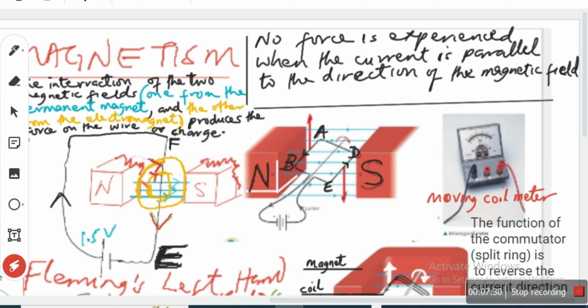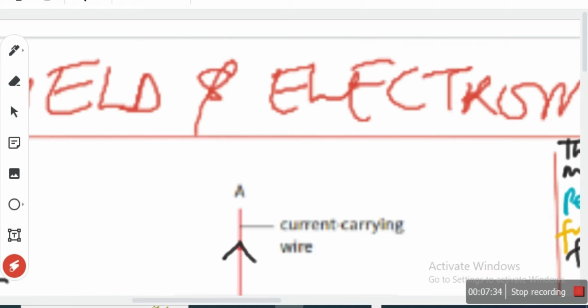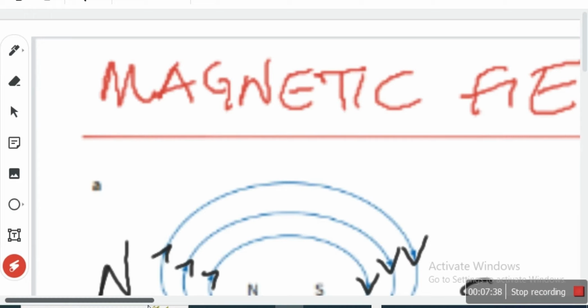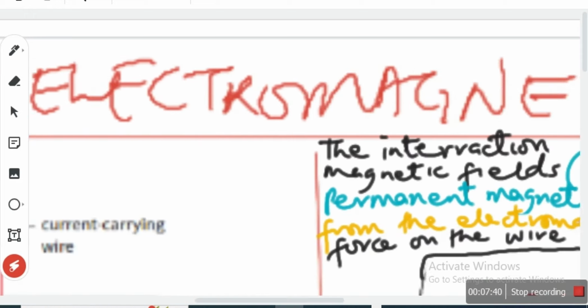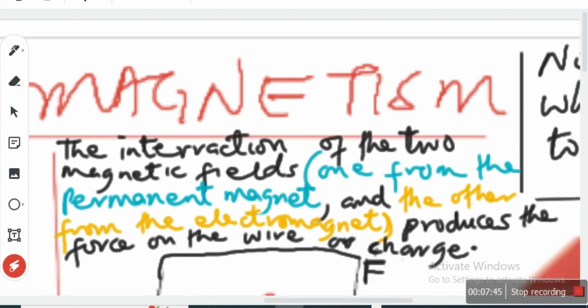Why is that push? Why do we have that push? What is responsible for that push? Can you remind me again? We talked about it earlier in the previous discussion. What is responsible for that push? Interaction of the two magnetic fields. Good. The interaction of the two magnetic fields.